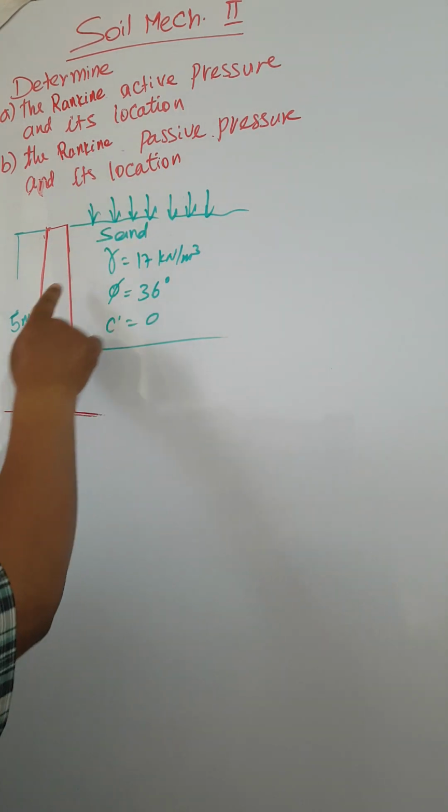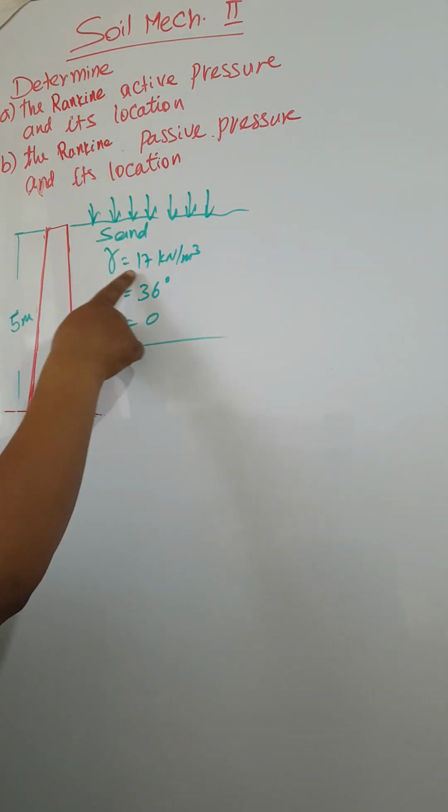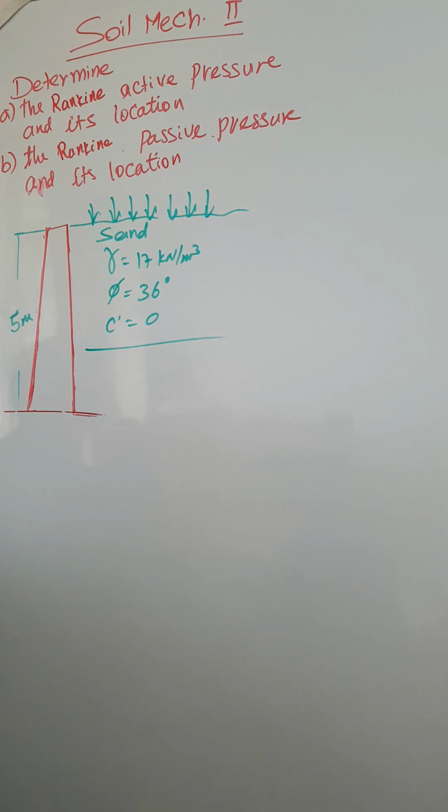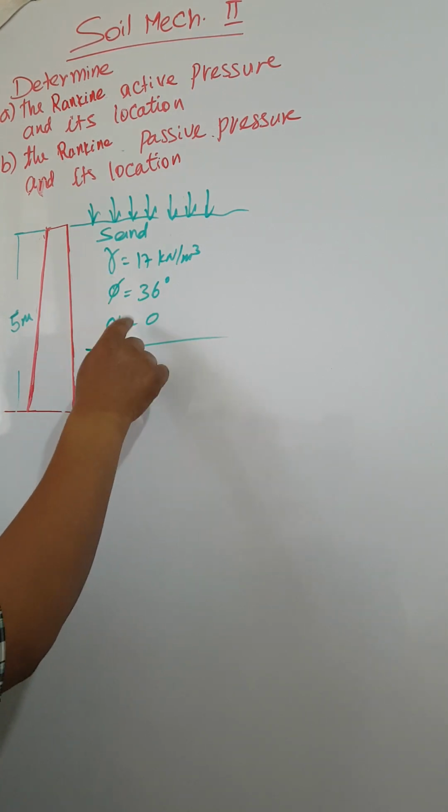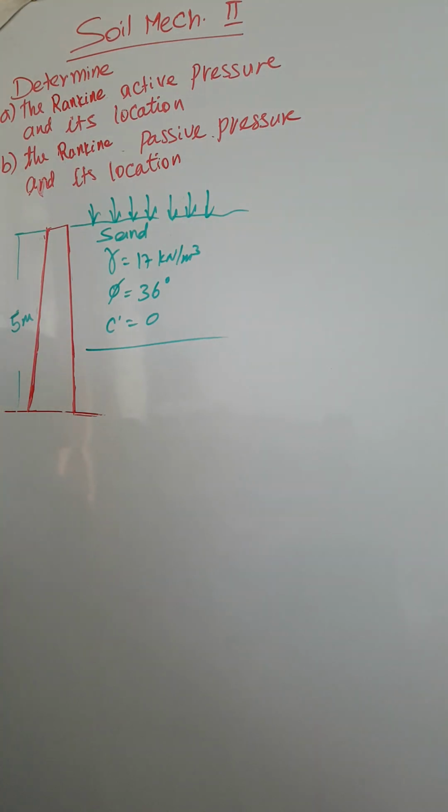Backfill sand ነው and the unit weight for the sand is 17 kilonewton per meter cube and the angle of friction is 36 degree. Then C prime is 0.